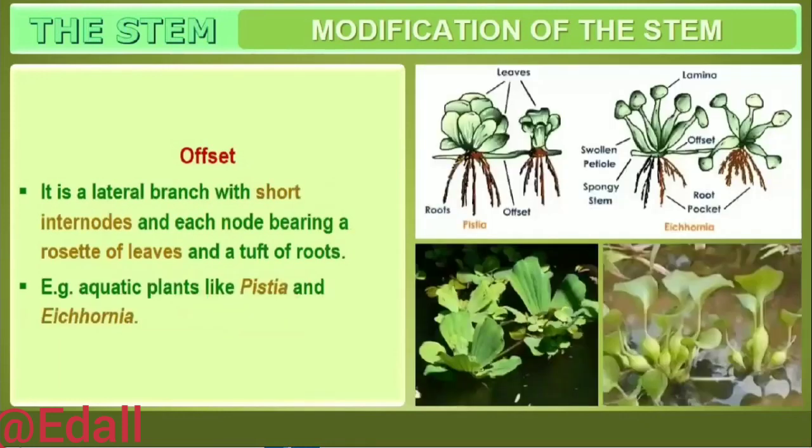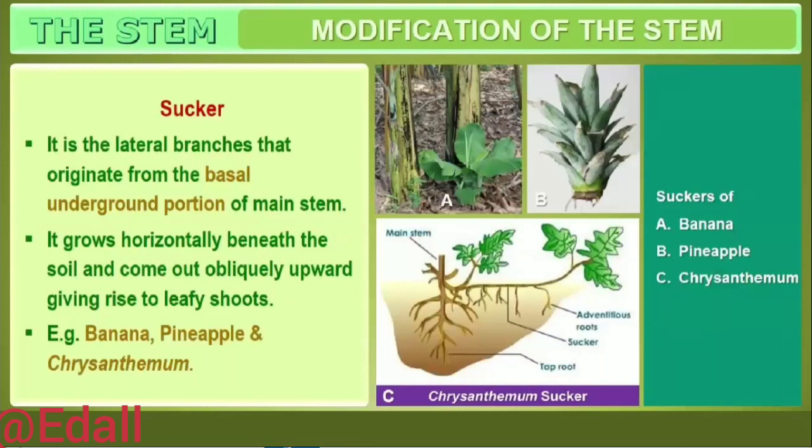A lateral branch with short internodes and each node bearing a rosette of leaves and a tuft of roots is found in aquatic plants like Pistia and Eichhornia. In banana, pineapple and chrysanthemum, the lateral branches originate from the basal and underground portion of the main stem, grow horizontally beneath the soil and then come out obliquely upward, giving rise to leafy shoots.